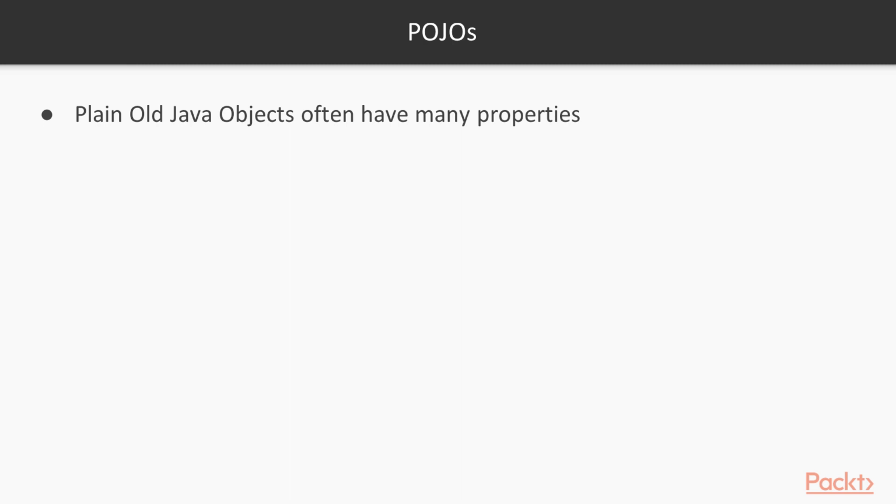POJOs. So what are plain old Java objects? Plain old Java objects often have many properties. If you're unfamiliar with POJOs, they are essentially a data class, or basically just a class that holds information about a real-life object. So in our situation, our POJO is the outfit class. Because it's an outfit, it's a real-life object and it just holds information. It doesn't actually do anything functional.